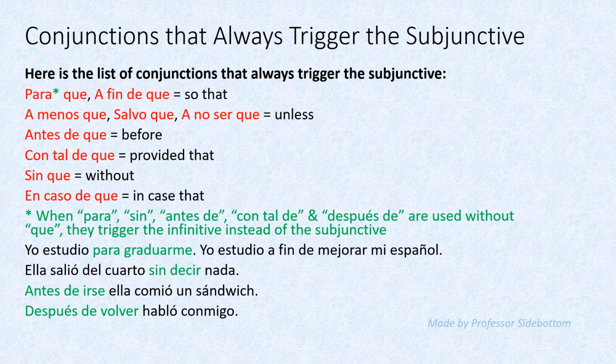Notice that when para, sin, antes de, con tal de, después de are used without the word que, they trigger the infinitive instead of the subjunctive. And here are some examples. Yo estudio para graduarme. Yo estudio a fin de mejorar mi español. Ella salió del cuarto sin decir nada. Antes de irse, ella comió un sándwich. Después de volver, habló conmigo.